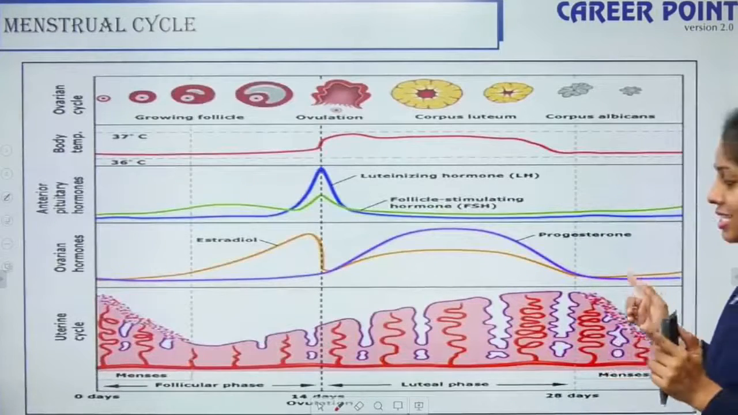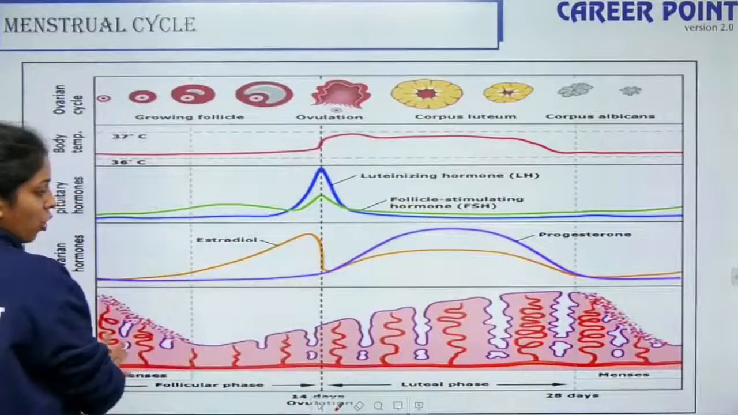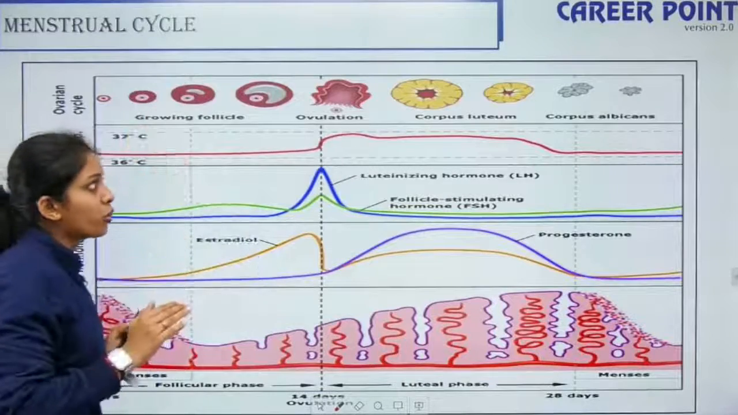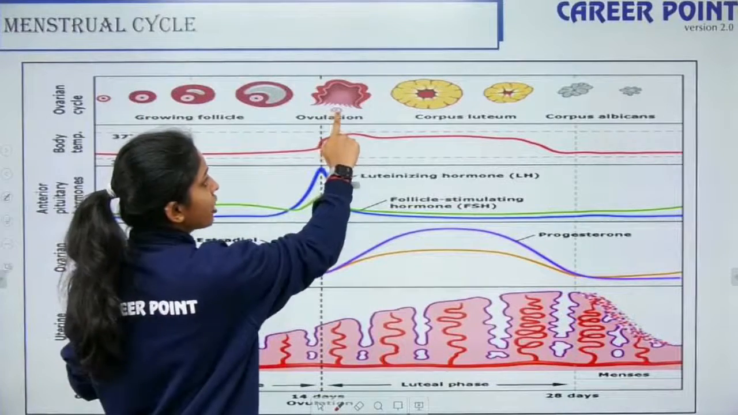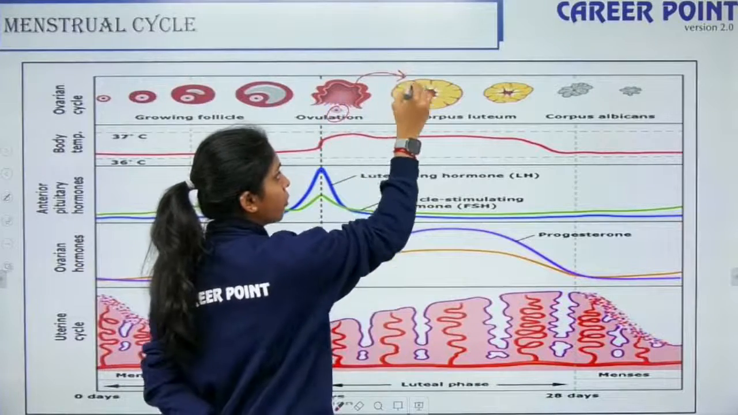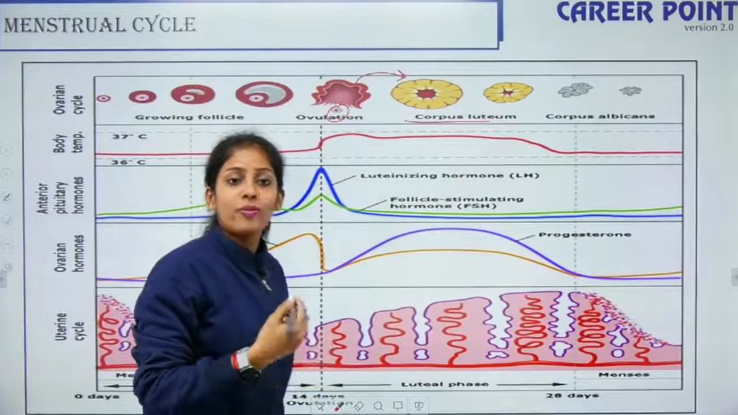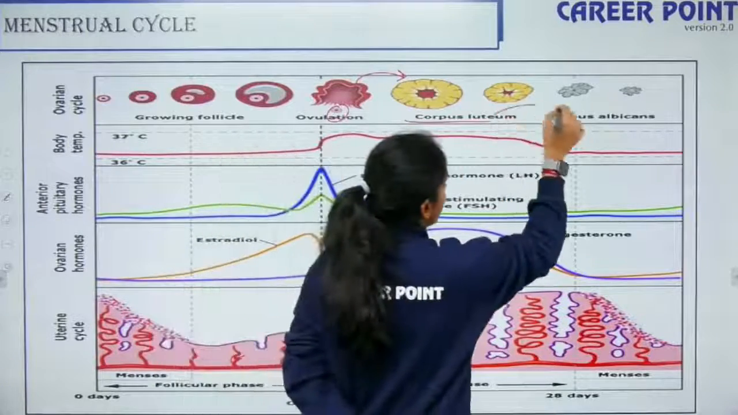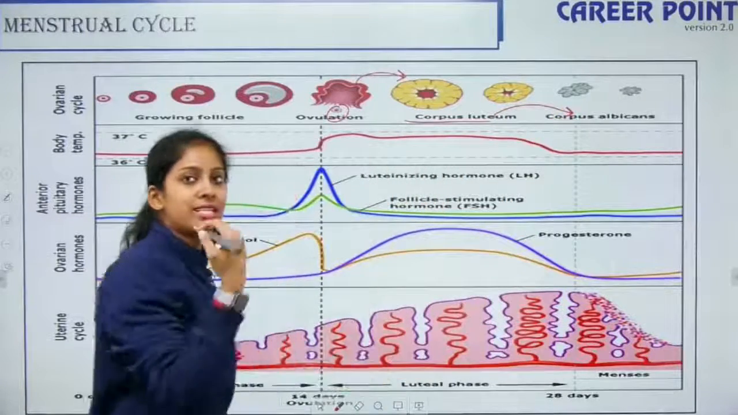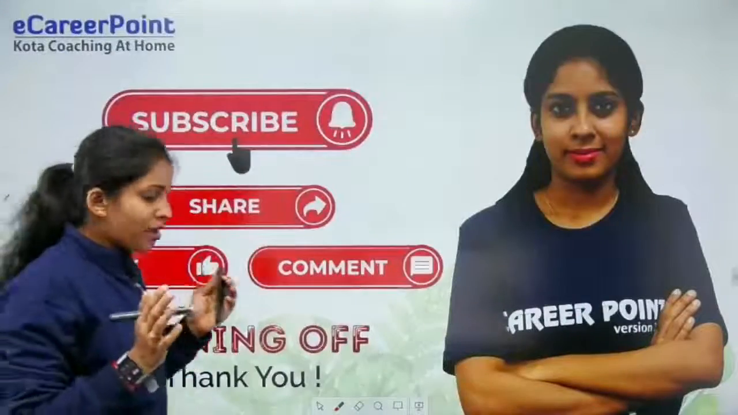So you can see this graph. This graph is from your textbook, right? Exactly on the 14th day they would have marked ovulation. This is the secondary oocyte that is coming out. This degenerated one gets converted into corpus luteum. Corpus luteum secretes progesterone. When there's no need for the progesterone, it gets converted into corpus albicans and degenerates. So this is your entire graph. All right, so the menstrual cycle is done.